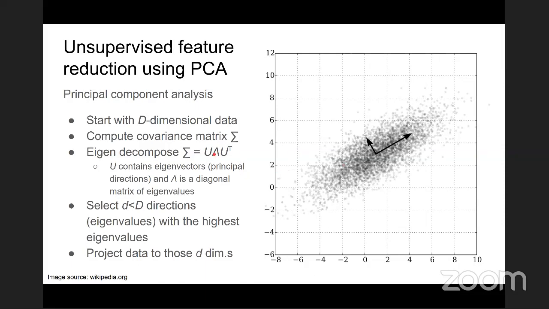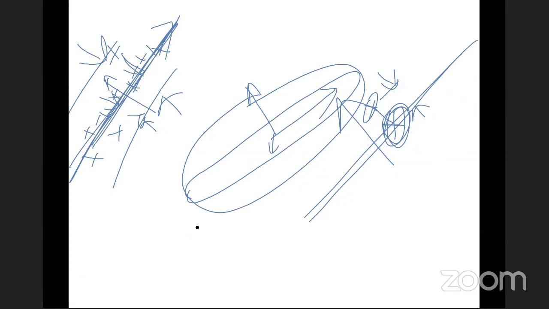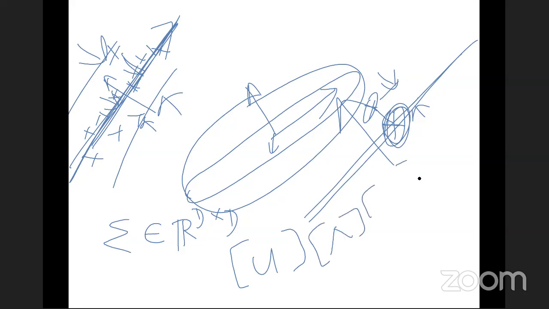Okay, so let me go back here. Let's say you have sigma. Sigma belongs to the set of real d cross d, so it's a d by d matrix. Now you have expressed this as a u matrix, and then a lambda matrix times a u transpose matrix. So what are the columns of u? One column of u is a unit vector. That means if you take the L2 norm of the column, it will be 1. Every column is a unit vector.